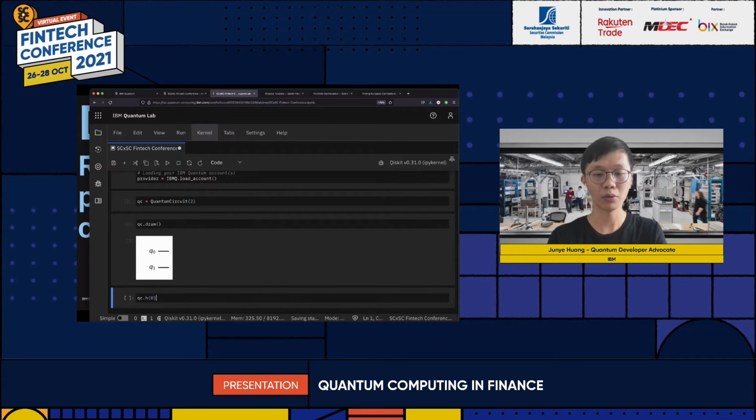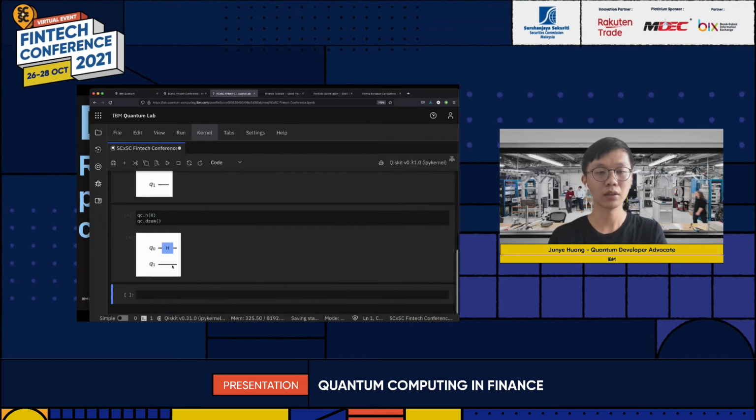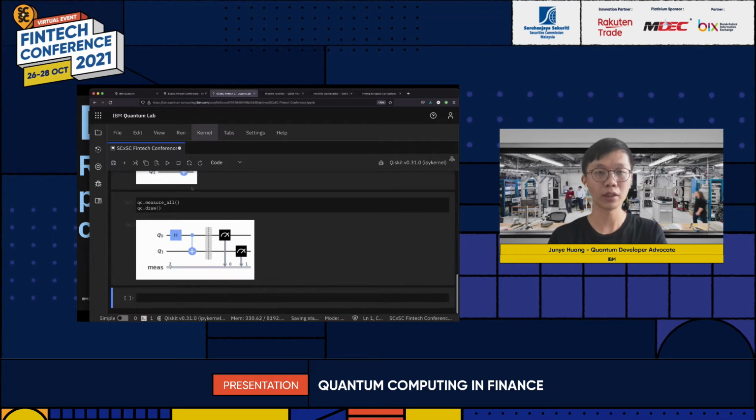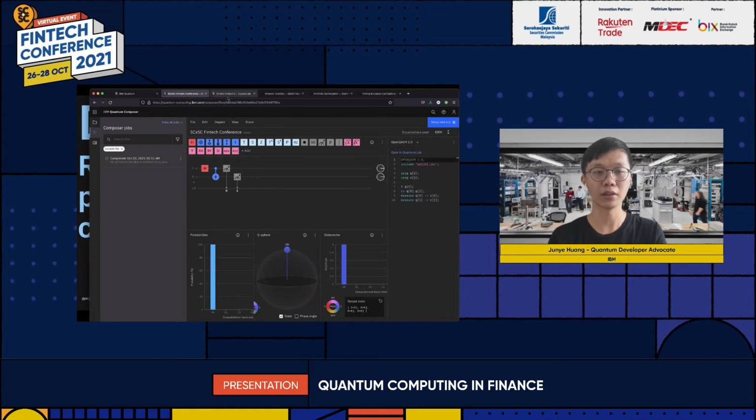But if I compose, I add one Hadamard gate. If I add another CNOT gate, and the CNOT gate is a 2-qubit gate, so I need to put 2 indices. And so this is how you add the Hadamard gate and CNOT gate. And at last, we just need to do a measurement. So we already made the same circuit here.